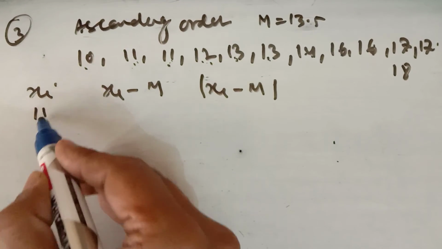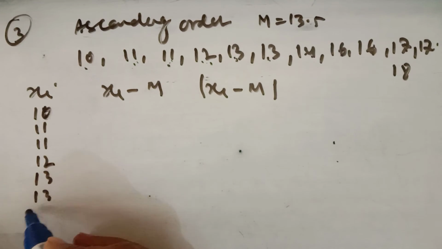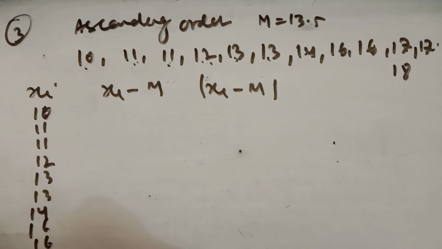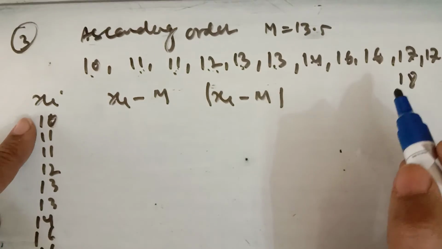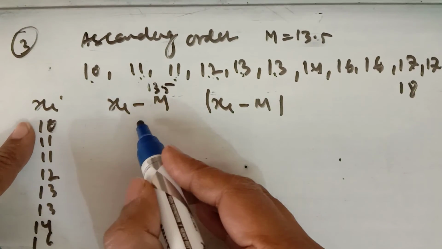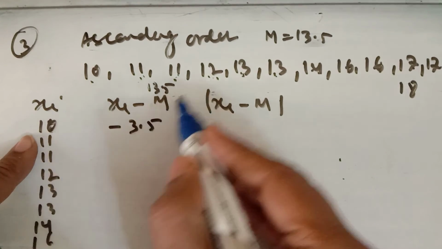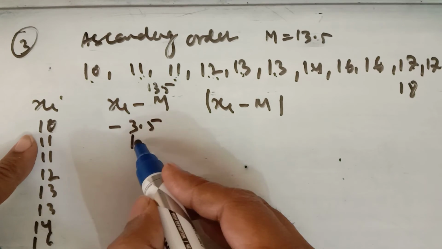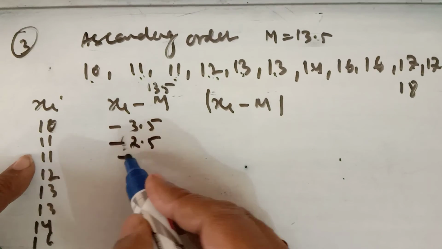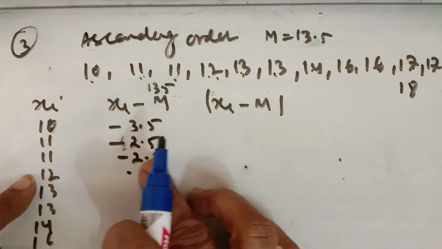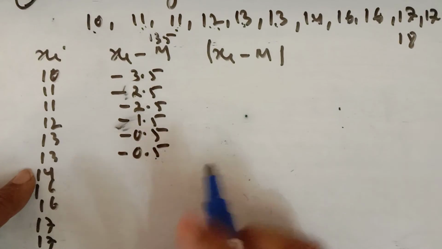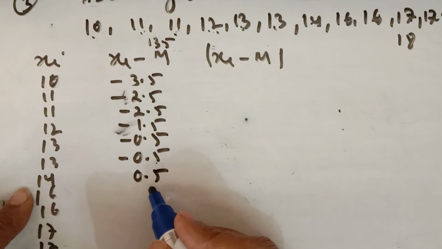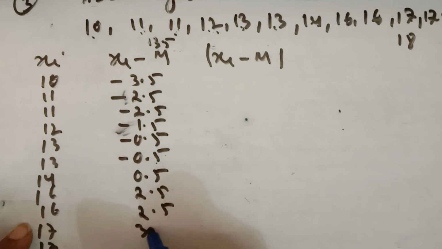तो हमारे पास कितना है 10, 11, 11, 12, 13, 13, 14, 16, 16, 17, 17 and 18. ये हमारे पास observations हो गए. अब इसमें से आप 13.5 minus करके mod निकालेंगे. तो 10 minus 13.5 is minus 3.5. 11 में से 13.5 minus करेंगे, it is minus 2.5, minus 2.5, minus 1.5, minus 1.5, minus 0.5, minus 0.5, 14 minus 13.5 is 0.5, 16 minus 13.5 is 2.5, 2.5, 3.5, 3.5 and 4.5. So this is the difference.